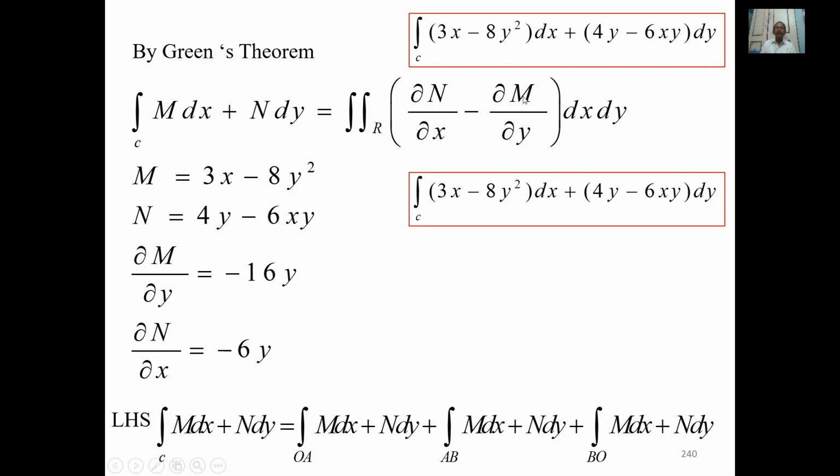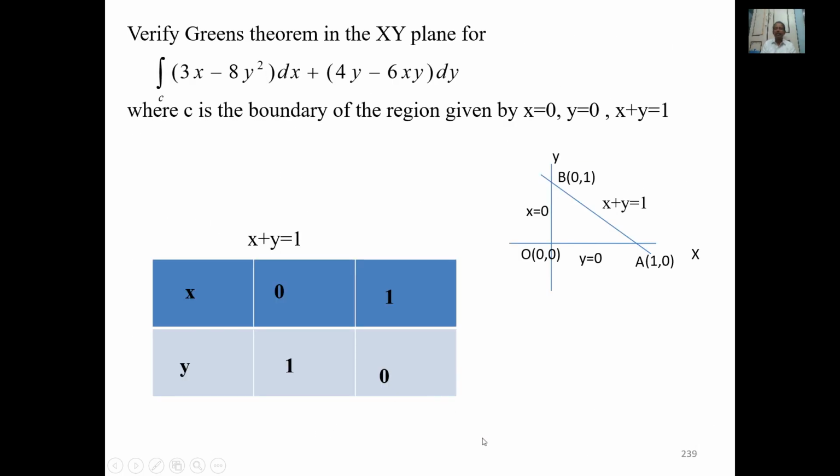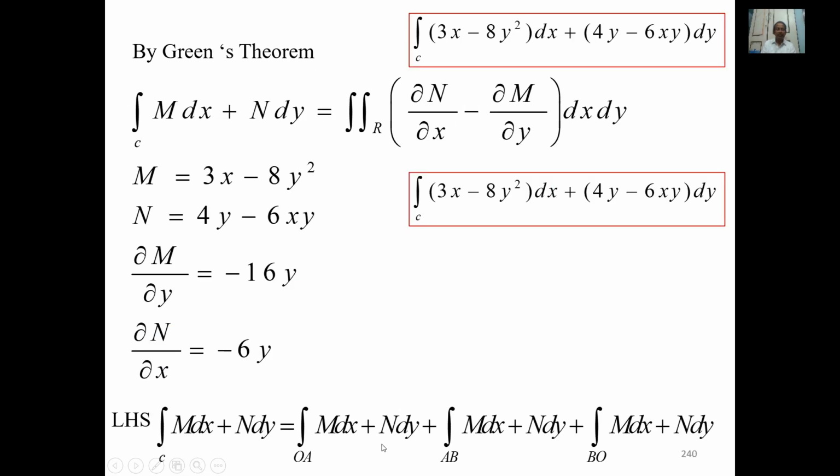So using Green's theorem, first we'll start with the left hand side, which is nothing but the total curve M dx plus N dy. Looking at the figure now, the total curve can be written as O to A, plus A to B, plus B to O. We have the line integrals, O to A first, then A to B, then B to O. So let us solve the integrals one by one. First we'll go with OA.